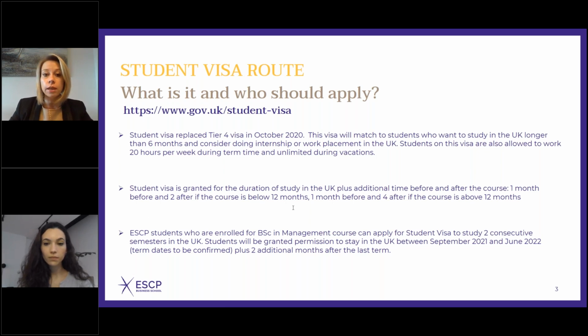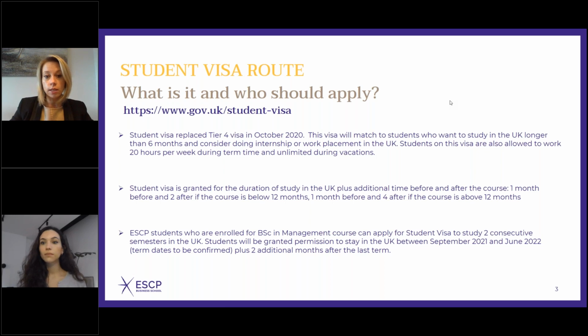Also, Home Office gives extra timing in the beginning and after the term ends. So usually it's 1 month before the course start date, which is granted for you as like a bonus. And depending on the length of your course, you can either get 2 months extra if your course is below 12 months, or 4 months extra if your course is higher than 12 months. So because you're going to stay from September till June, you will get 2 months extra granted at the end of your visa. So for most of you, your visa will be valid between August or September and up until August 2022.